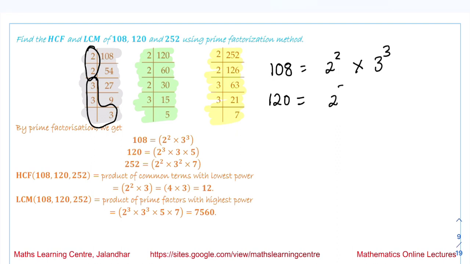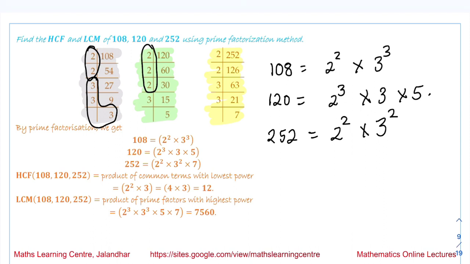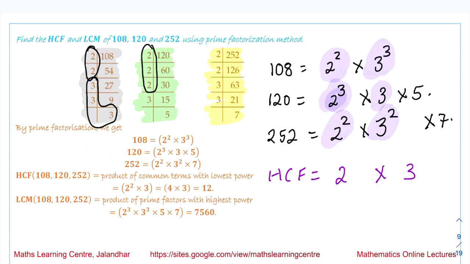120 we can write as 2 raised to the power 3 into 3 into 5, and 252 is equal to 2 raised to the power 2 into 3 raised to the power 2 into 7. Now the first thing we have to calculate is the HCF. The common prime factors in all of these are 2 and 3; 5 and 7 are not common prime factors. So what we get is 2 into 3.